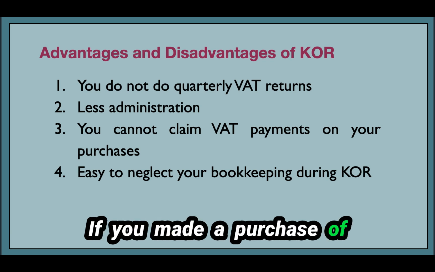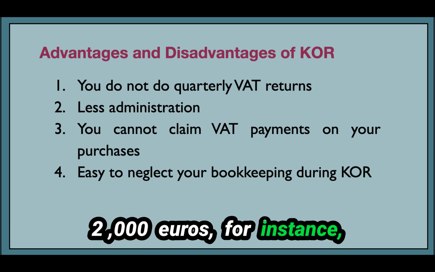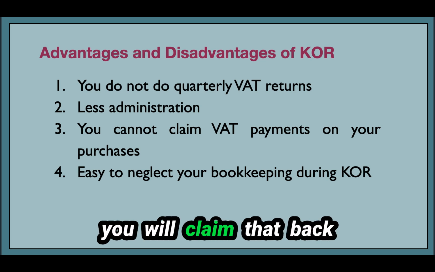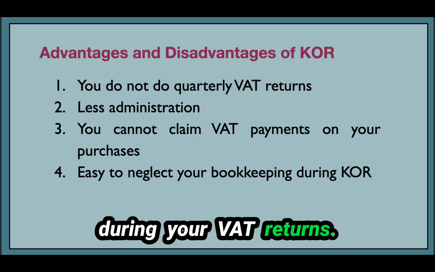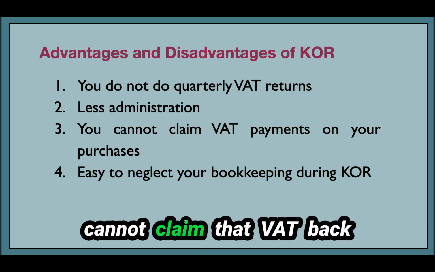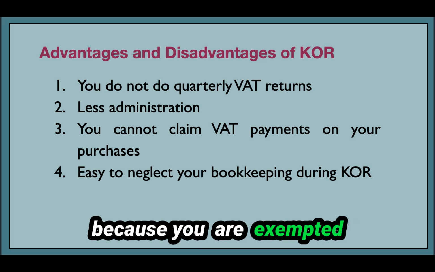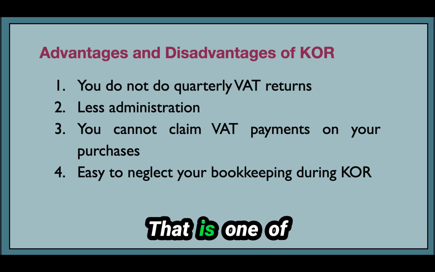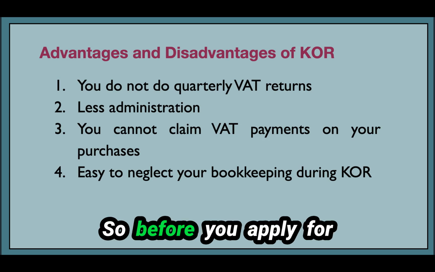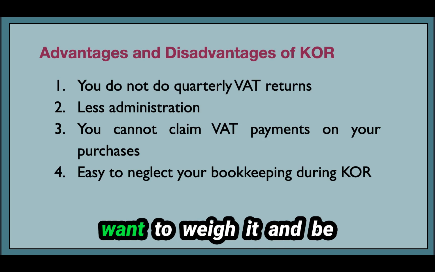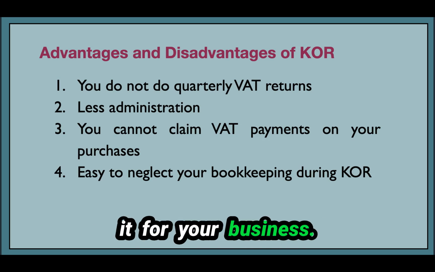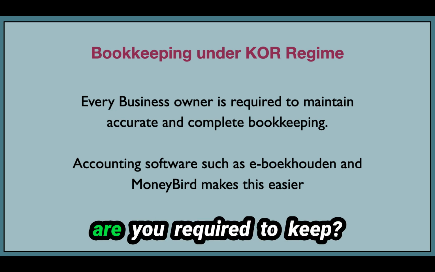If you made a purchase of 2,000 euros, for instance, and there is a VAT of 21% on it, ordinarily you will claim that back during your VAT returns. But when you are under the KOR regime, you cannot claim that VAT back because you are exempted from VAT administration. That is one of the disadvantages of the KOR regime. So before you apply for the KOR regime, you want to weigh it and be sure that it's really worth it for your business.